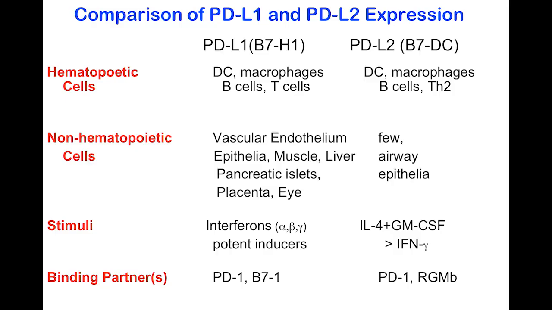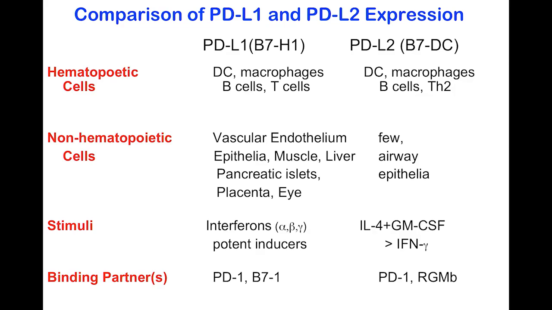PD-L2, in contrast, is more restricted in its expression. It's expressed mainly on hematopoietic cells, but now we know that it can be expressed on some non-hematopoietic cells, in particular cells in the lung microenvironment. This pathway seems to be very important for respiratory tolerance. Interferons alpha, beta, and gamma are very potent stimuli for upregulating PD-L1. These cytokines can also upregulate PD-L2, though IL-4 and GM-CSF are the more potent stimuli.